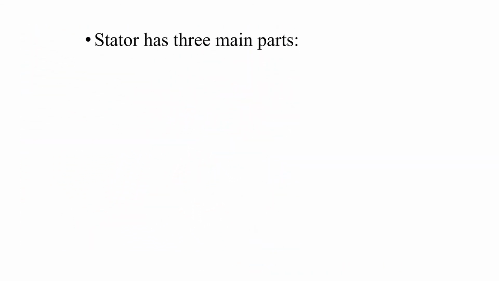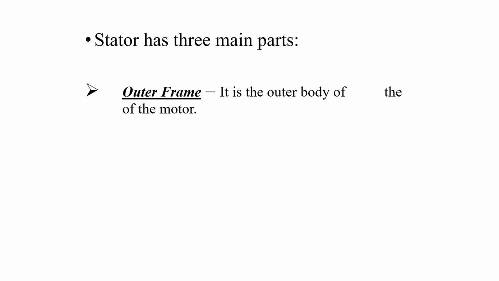So the stator has three main parts. One is the stator outer frame. This is the outer body of the cover, which protects the machine from any mechanical injury, and it provides a path for the magnetic flux to travel in that outer frame.